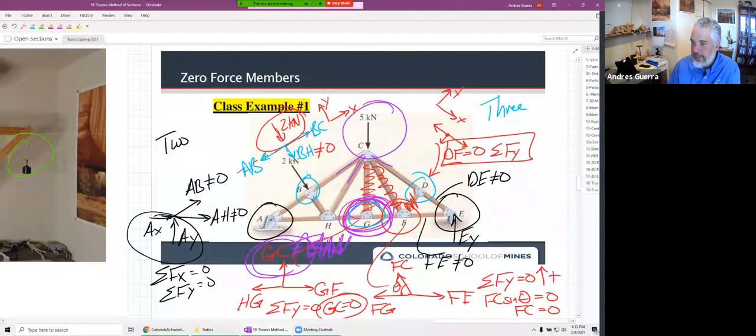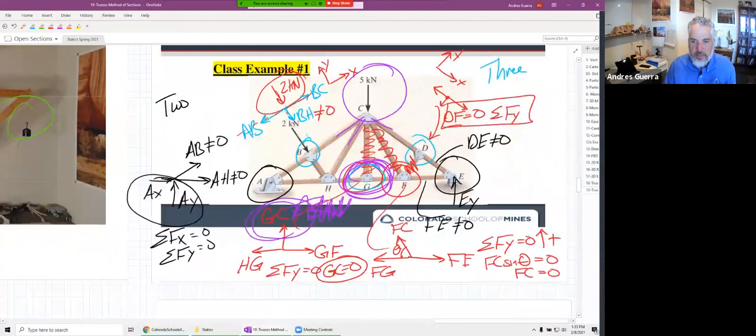Okay. How are we feeling about that? If we met that learning objective, you can go and identify the 0 force members in a truss using this search and destroy. Feeling okay? Let's give that a try on this upcoming homework.